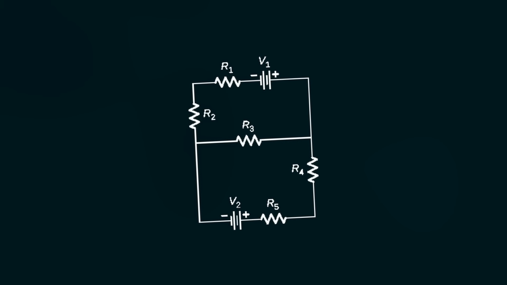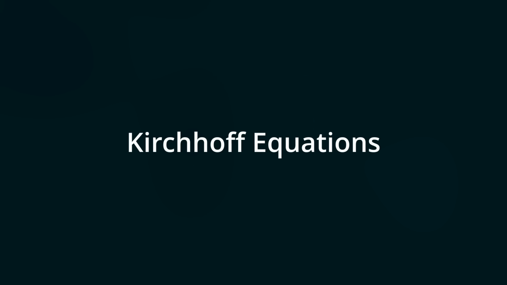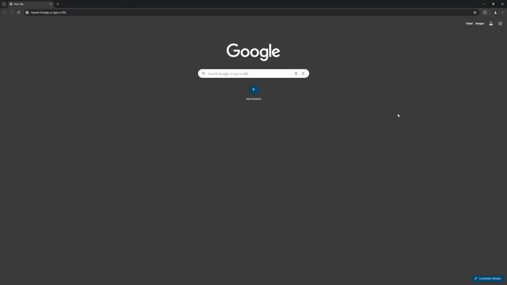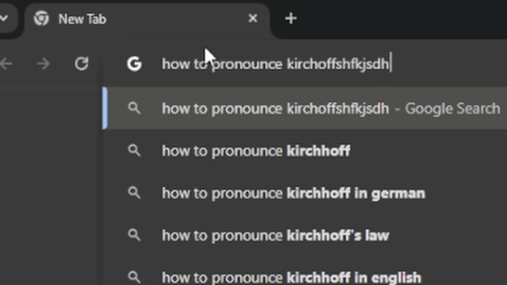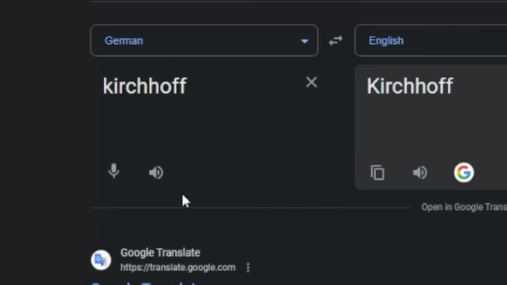And in that case, you're going to want to use the Kirchhoff equations. Wait. Kirchhoff. Oh no, there ain't no way I'm going to be able to pronounce that.